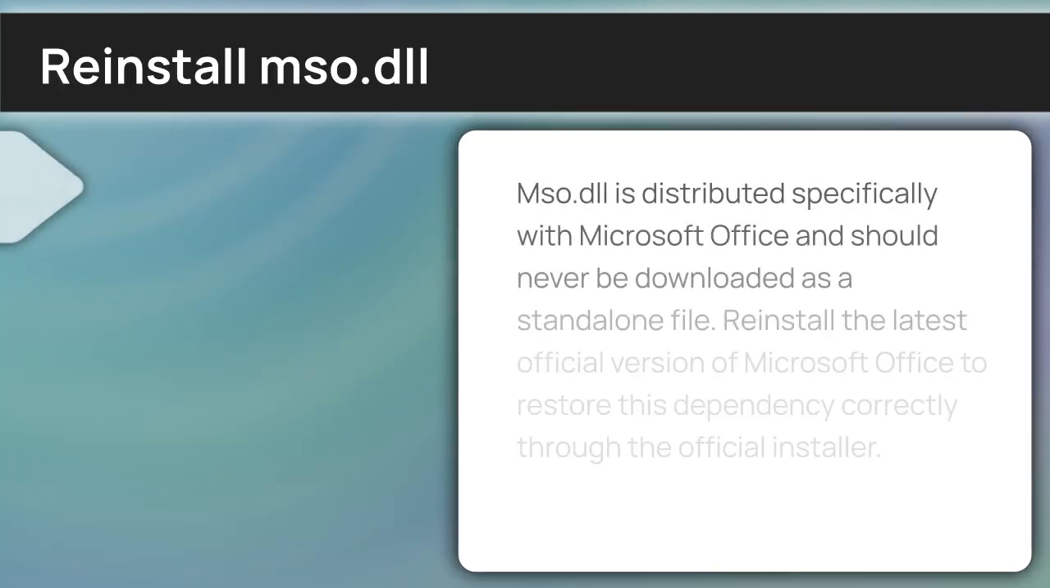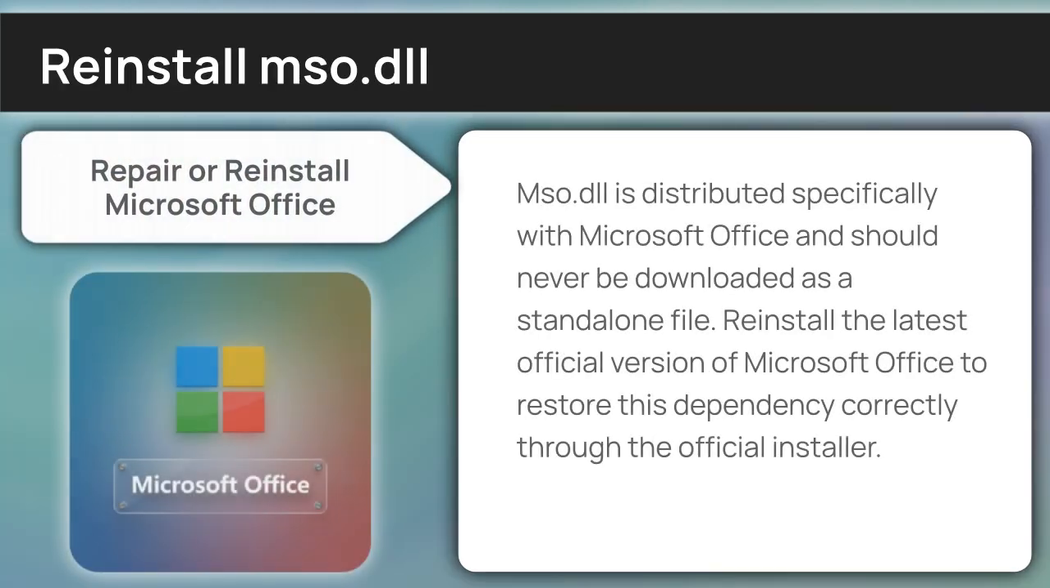The MSO library DLL is bundled directly with Microsoft Office rather than being a standard Windows system file. Reinstalling the latest version of Microsoft Office is the most reliable way to restore this specific dependency safely.